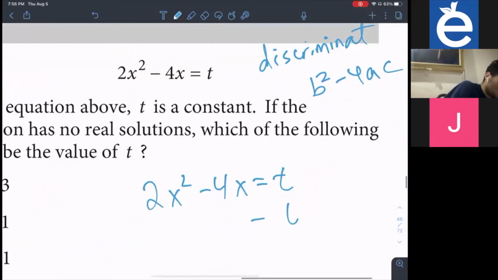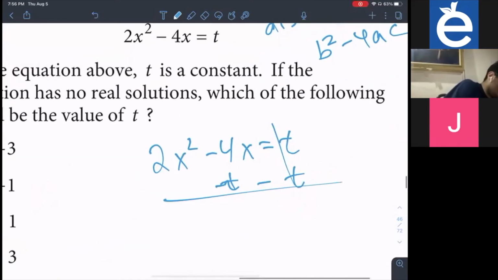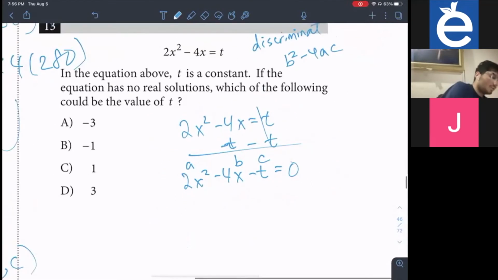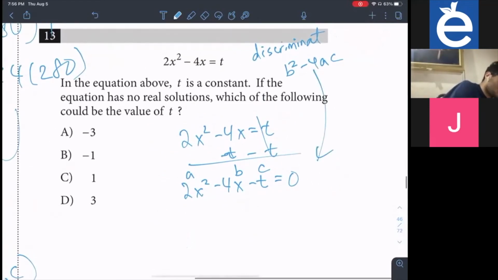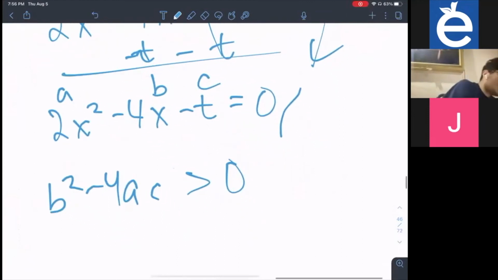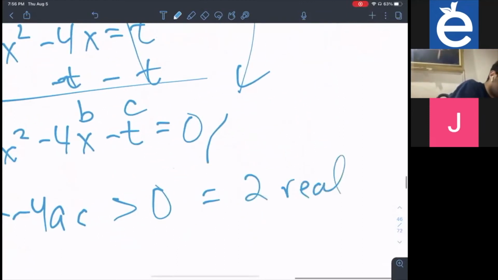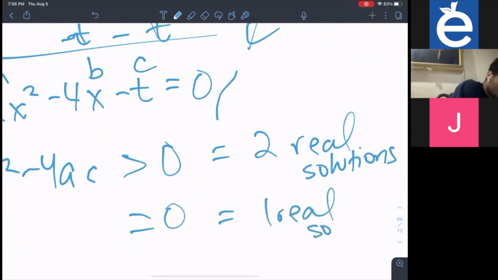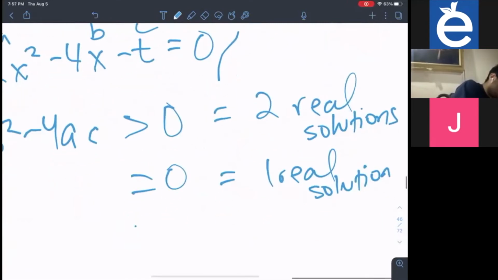Equal to t, subtract the t's on both sides. You get 2x squared minus 4x minus t is equal to 0. Now we can label this as a, this is b, and this is c. So bringing the discriminant topic back, we get b squared minus 4ac. If the value of the discriminant is greater than 0, then it's 2 real solutions. If it's equal to 0, then it's 1 real solution. If it's less than 0, then it's no real solution.